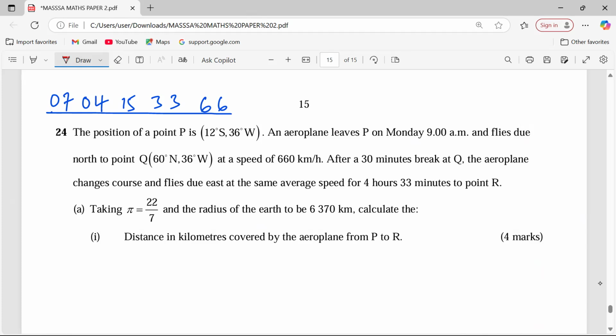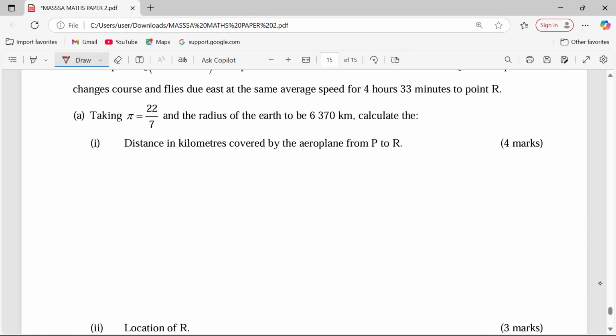It's a very interesting question. Look at part A. Taking pi as 22 over 7 and the radius of the earth as 6370 kilometers, calculate part 1, the distance in kilometers covered by the plane from P to R. So we start from P to Q first. Let me show you how the places are.